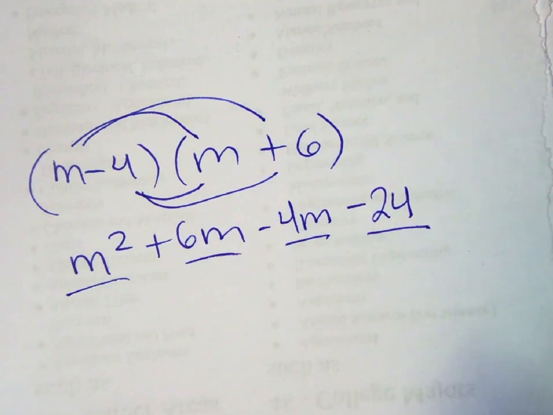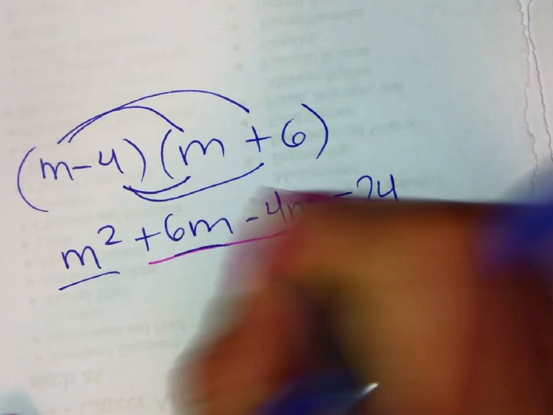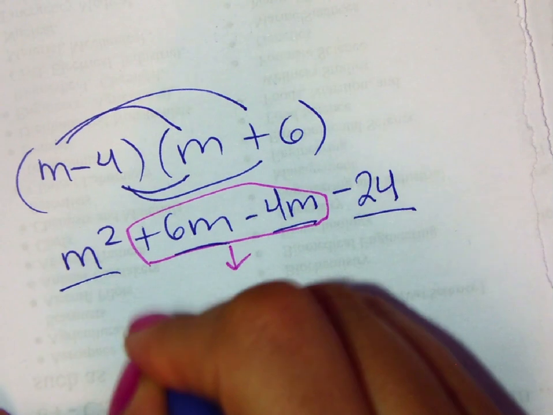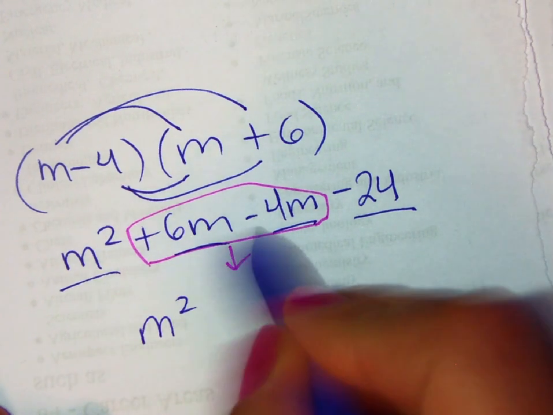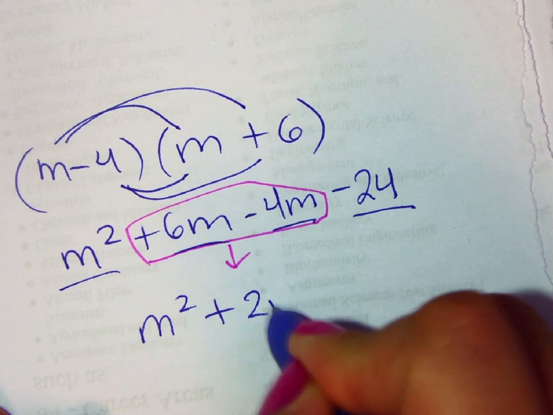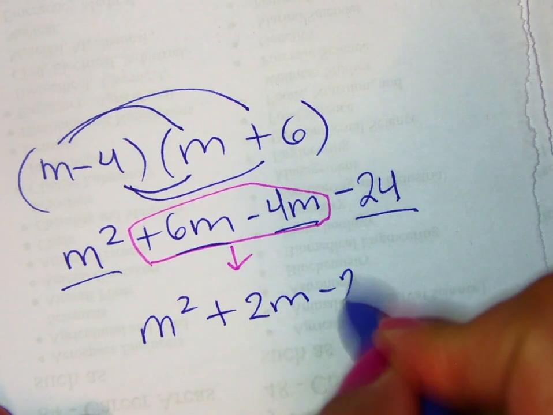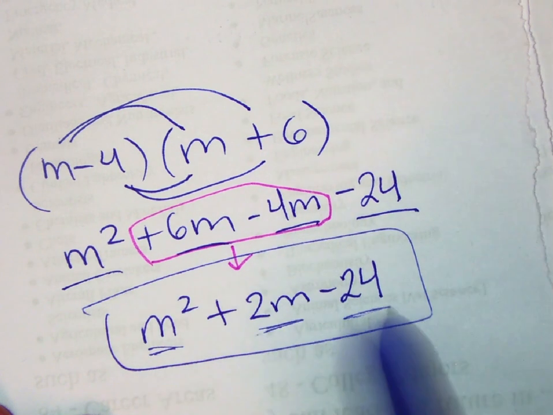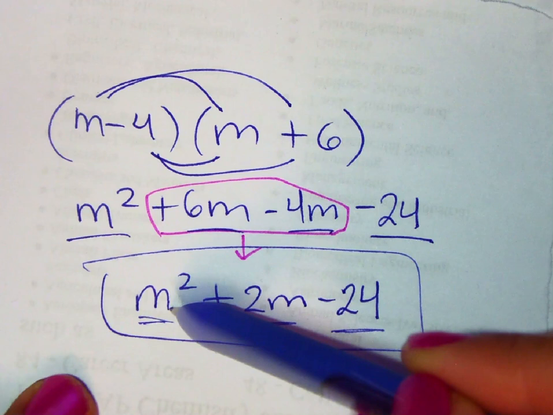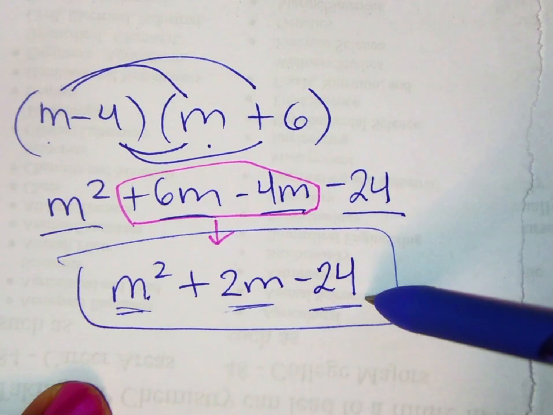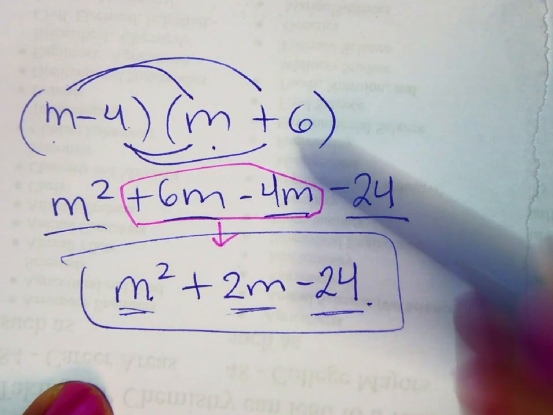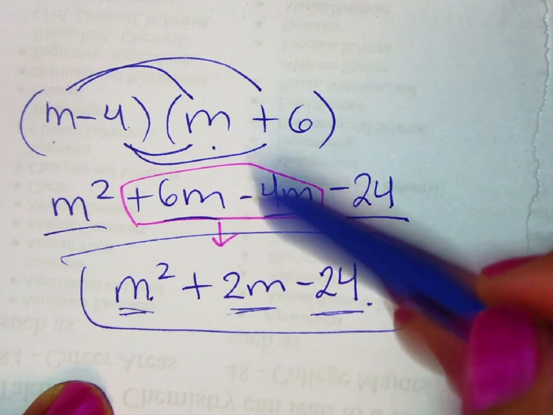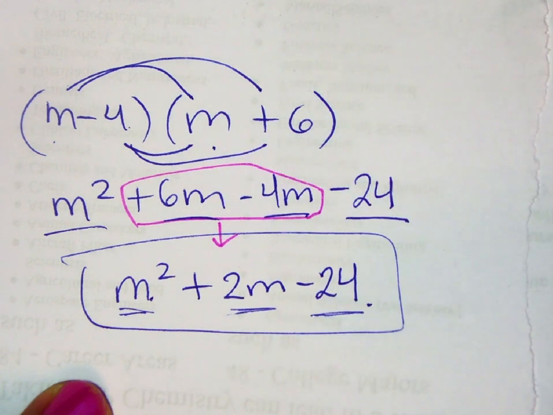But then you're going to notice that these terms in the middle are like terms. So you combine those. And you end up with m squared, and 6 minus 4 is positive 2m, and then negative 24. So your answer is a trinomial that has the first term from m times m and the last term from negative 4 times 6, but that middle term is a combination of these two terms that come from multiplying the parts on the inside.